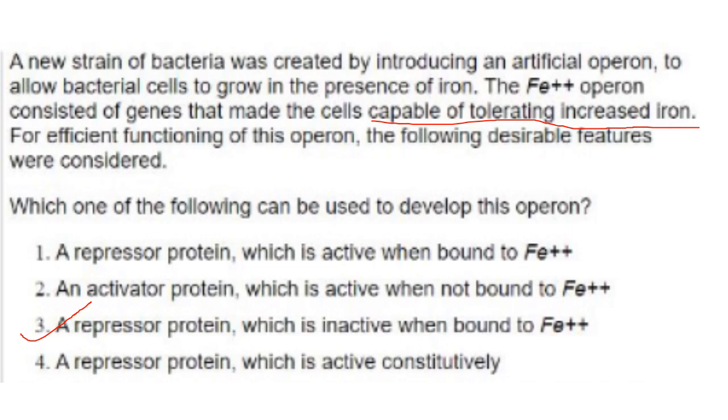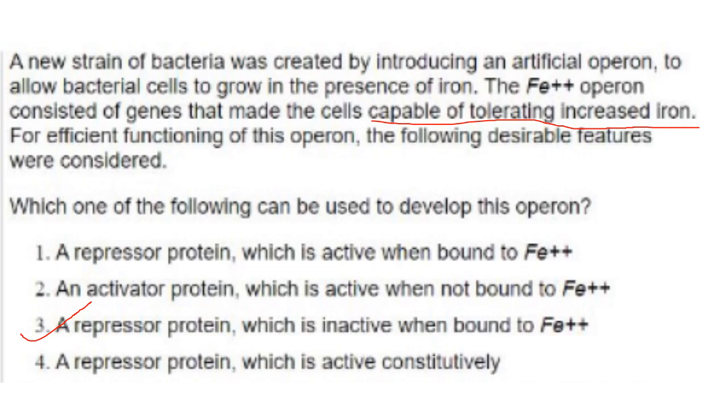Then next one. A new strain of bacteria was created by introducing an artificial operon to allow bacterial cells to grow in the presence of iron. The Fe plus operon consisted of genes that made the cells capable of tolerating increased iron. So when increased iron is there, they are able to tolerate the increased iron. For efficient functioning of this operon, the following desirable features were considered. Which one of the following can be used to develop this operon?